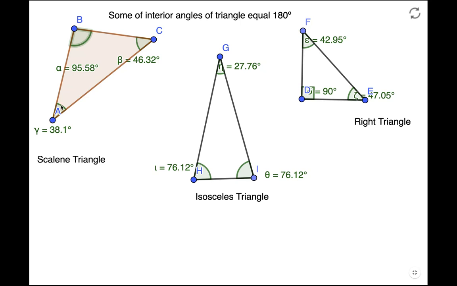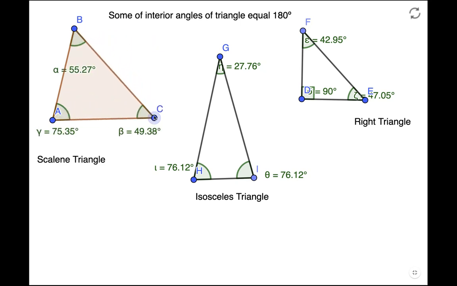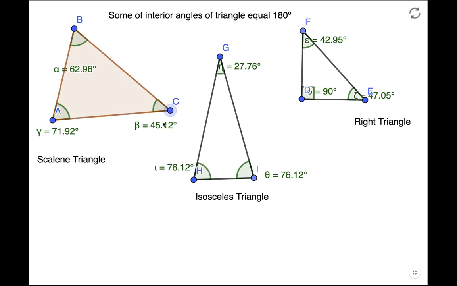This allows us to find a missing angle if we have the other two. So if I was to give you a different triangle and I was to cover up one of these, you could add the 62.96 to the 71.92 and subtract that from 180 and get the 45.12 degrees. So it's quite simple to find the third angle if you have two on a triangle. Sometimes, though, they don't give you two angles.